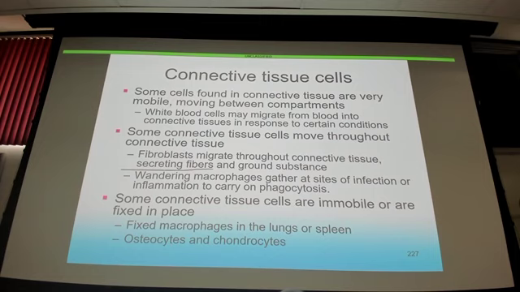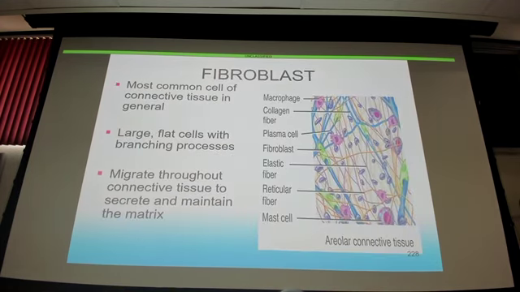When you look at connective tissue cells that are immobile or fixed in place, you're going to find those in areas like the spleen and the lungs. We'll name them in a second. So some are fixed, some are mobile. You have osteocytes, chondrocytes, great. We'll get back to that in just a second, but here's the most common cell of connective tissues.